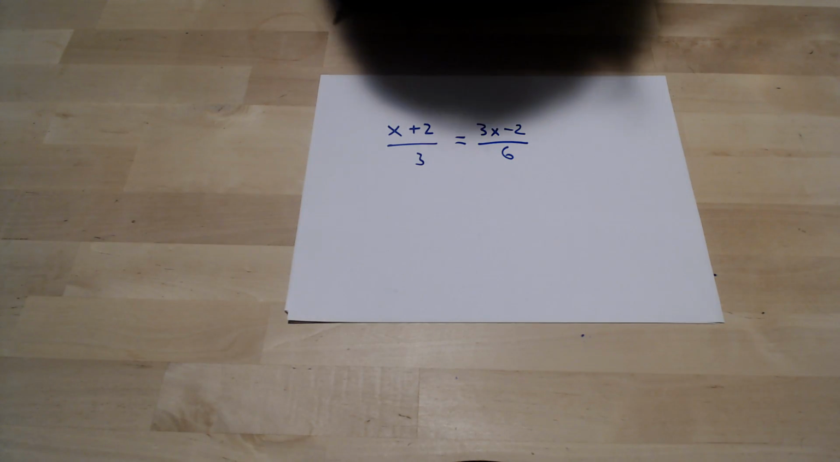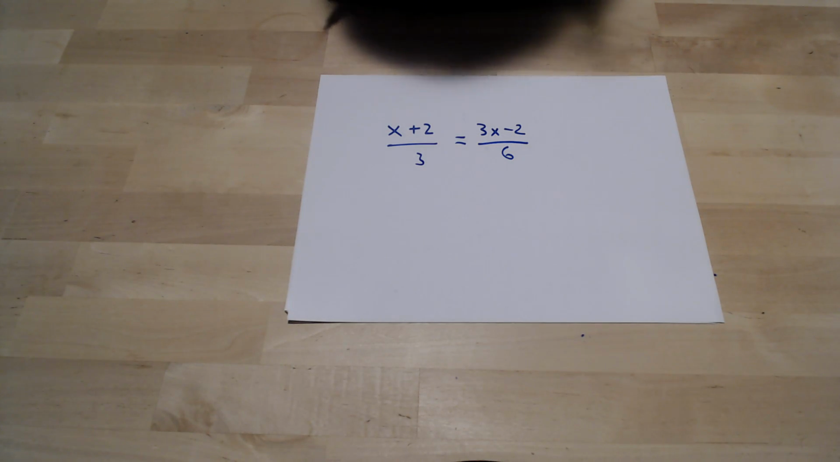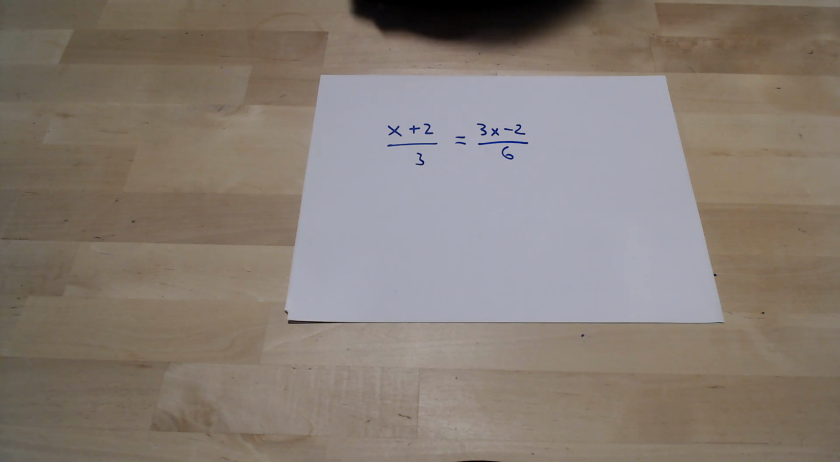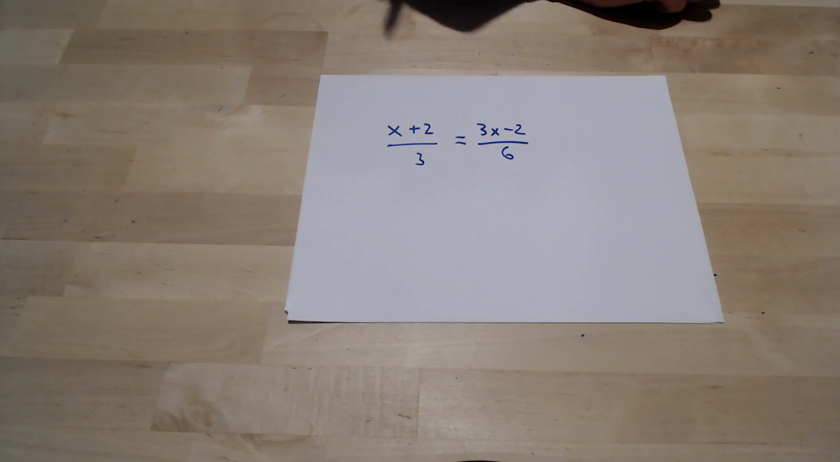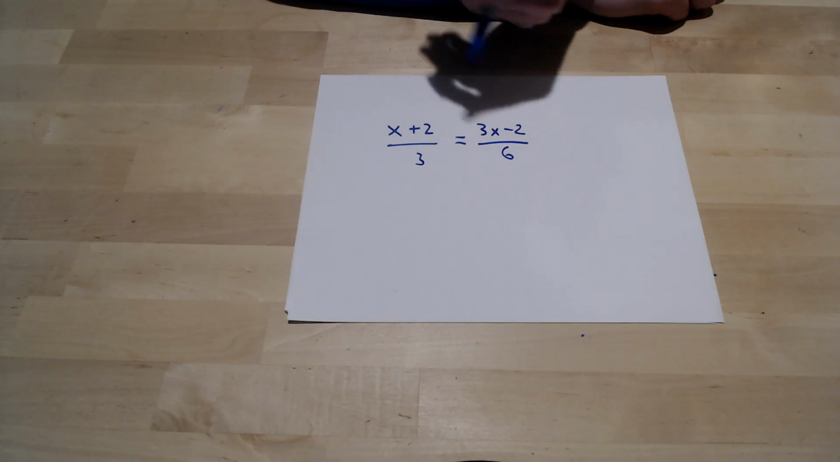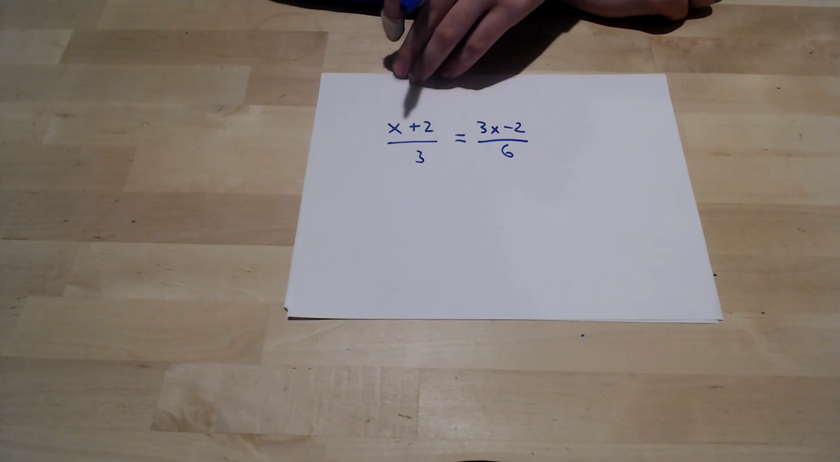So the rational function that we're going to be solving is (x plus 2) over 3 equals (3x minus 2) over 6. Now this isn't too hard of a one. Obviously there are other options you could do, but the general things we're going to cover here and how to solve this can be applied to other ones as well.